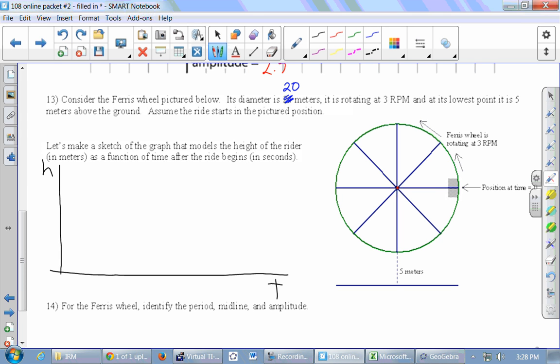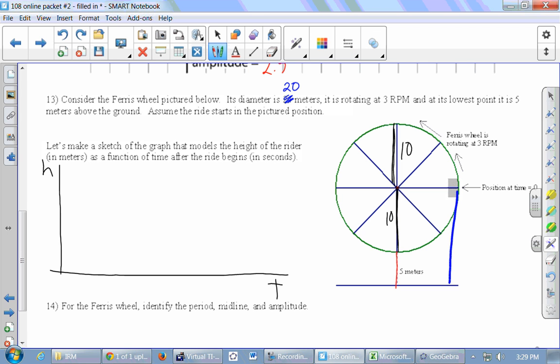Well, let's see. It's 5 meters down there at the bottom, but then this distance in here is a radius. It's half of the 20, which was the diameter. So that's a 10, and also up here is another 10. So there's your 20. So how high is it in the beginning? Well, in the beginning, it's this high off the ground, which is 5 plus 10 or 15. So in the beginning, we are 15 off the ground.